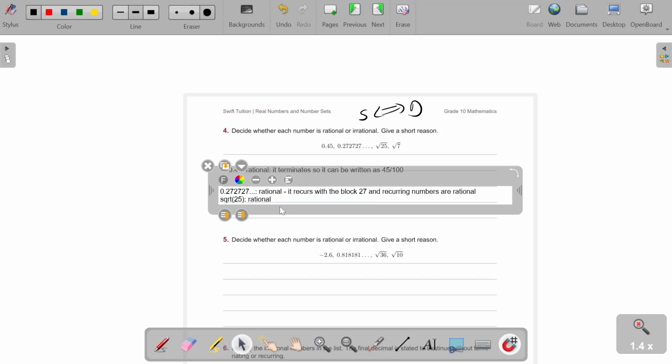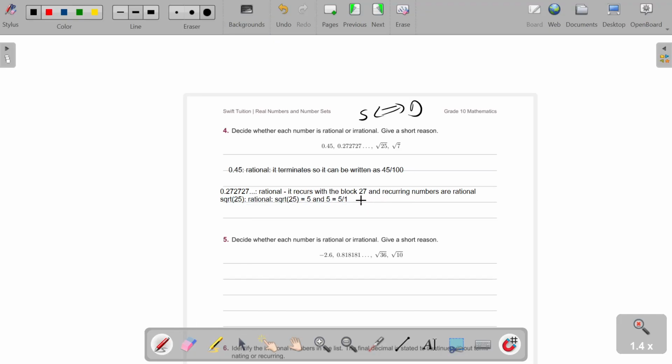Square root of 25 is going to be rational, and that is because square root of 25 is literally just 5, and 5 is literally 5 over 1, where 5, which is P, is an integer, and 1, which is Q, is also an integer. We know that 5 is an integer and 1 is an integer. Creating a fraction of integers does make your final answer a rational number. So this is going to be rational.